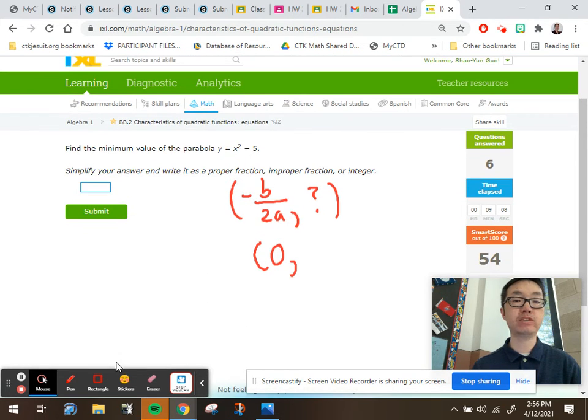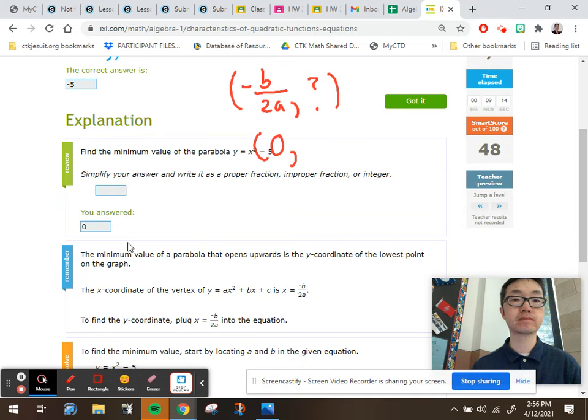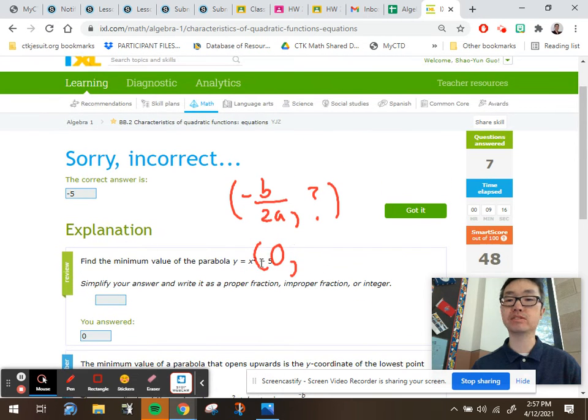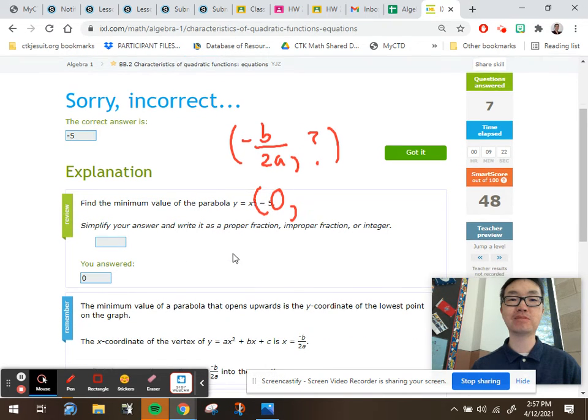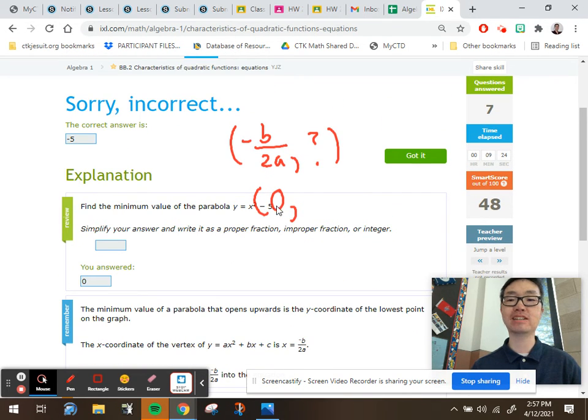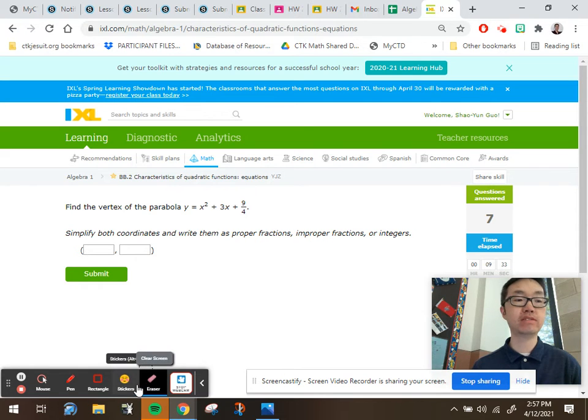Find the minimum value. It's going to be the same thing because b is 0. Oh yeah, you have to substitute 0 back in and get negative 5. Whoops. Well, that's good. You've got to be careful sometimes when you're doing IXL. I forgot. X value is 0. You substitute 0 back in. You actually get negative 5. Sorry about that. All right, let's do a full-on vertex.